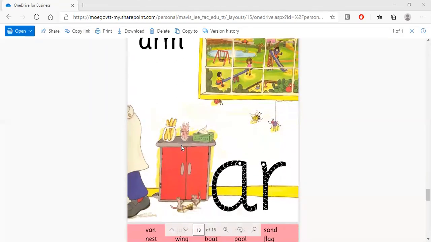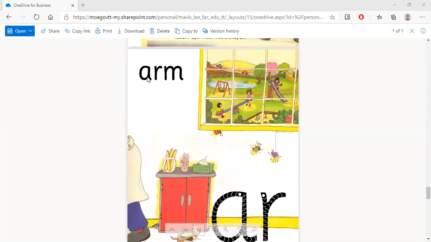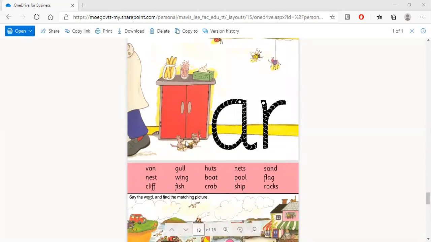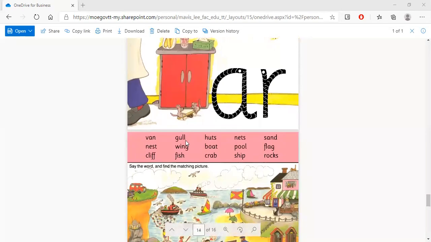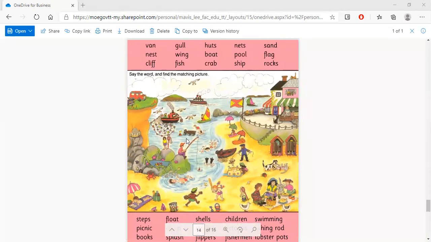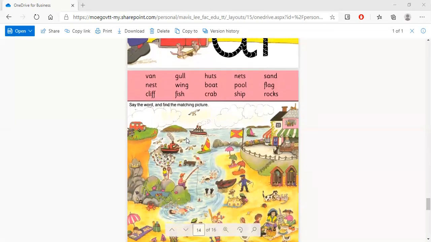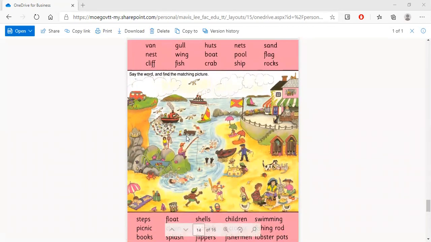We have some words that have the ah sound. Arm, that's a part of your body. Now, let's look at some of the words that we've done already. We're looking at the word, and we have to find the matching picture.